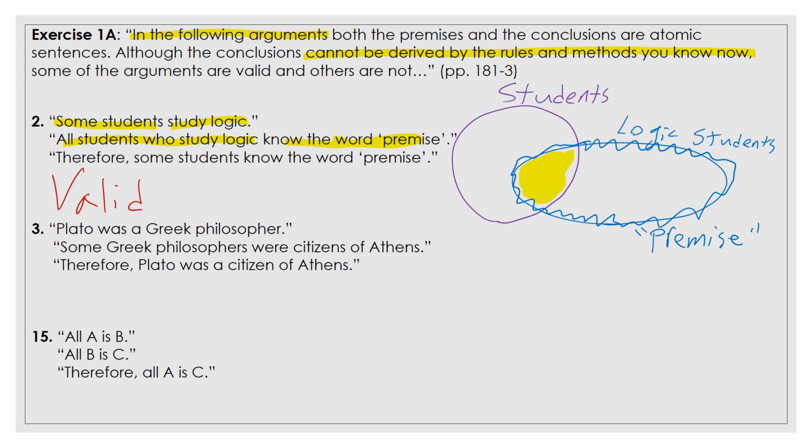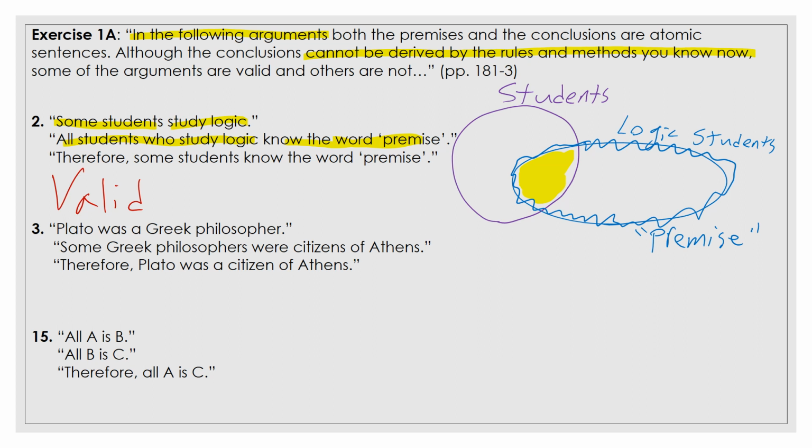We have a valid argument. And we can use our intuition to see this with our diagram. Or we can just use our verbal logic, our verbal reasoning. Because all logic students know the word premise, and at least some students also study logic, it must be the case that at least some students know that word premise.